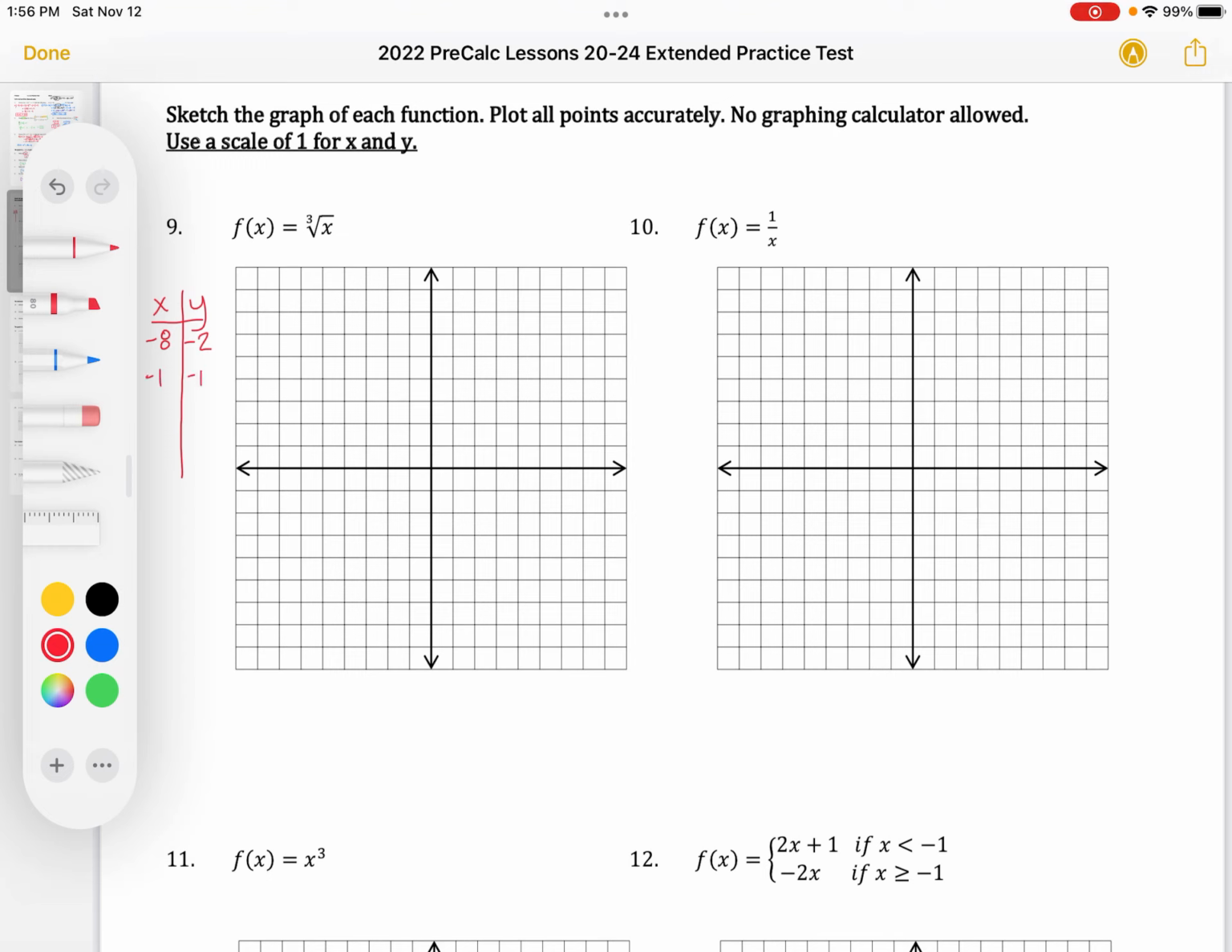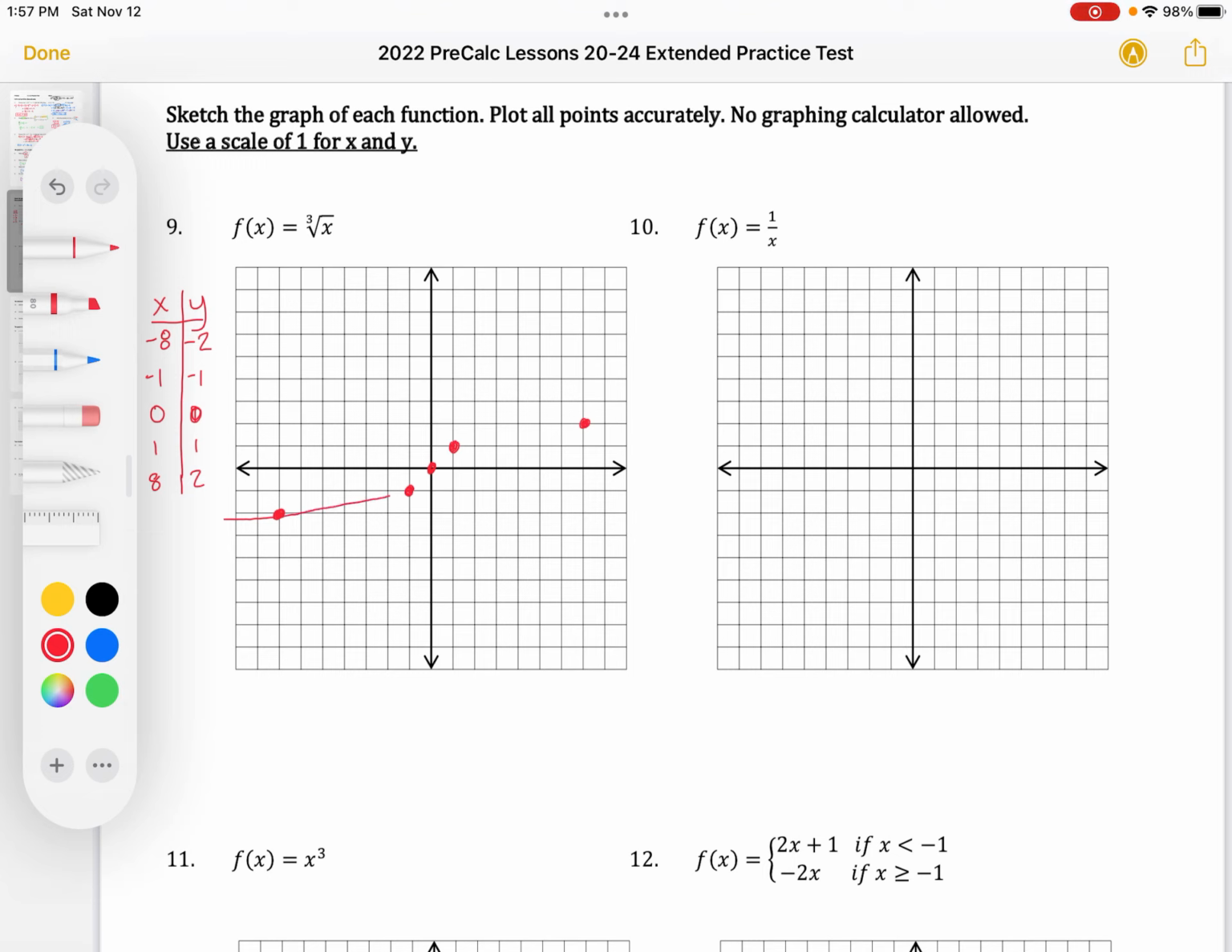The cube root of negative 1 is negative 1. The cube root of 0 is 0. The cube root of 1 is 1. And the cube root of 8 is 2. So I can just plot those 5 points. So here's negative 8, negative 2; negative 1, negative 1; 0, 0; 1, 1; and 8, 2.